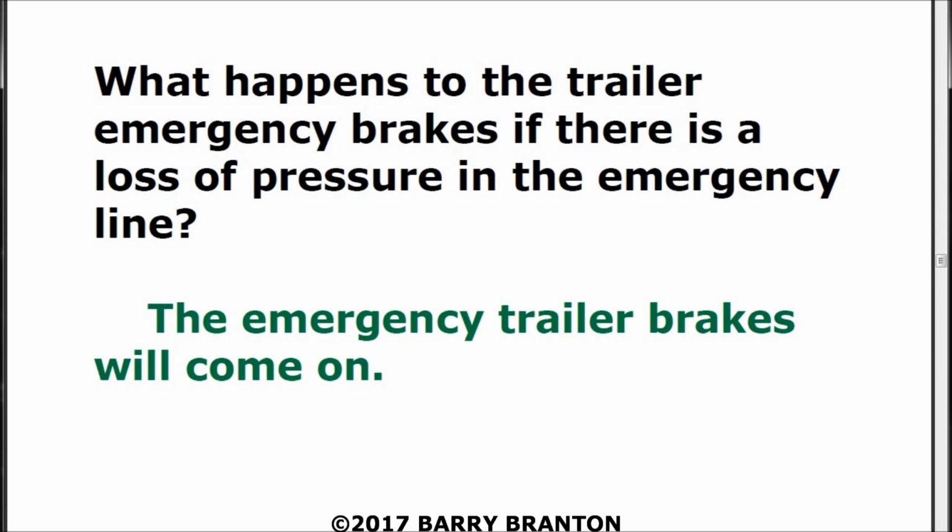What happens to the trailer emergency brakes if there is a loss of air pressure in the emergency line? Let me just repeat that. What happens to the trailer emergency brakes if there is a loss of pressure in the emergency line? The emergency trailer brakes will come on.